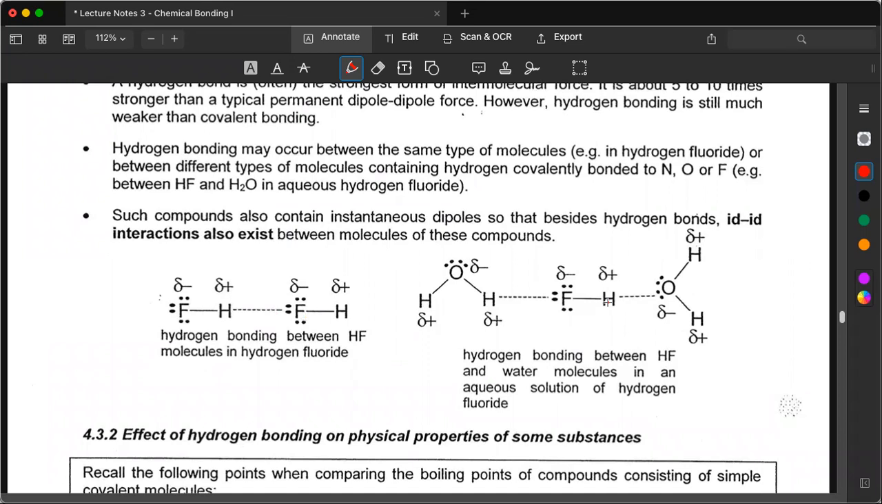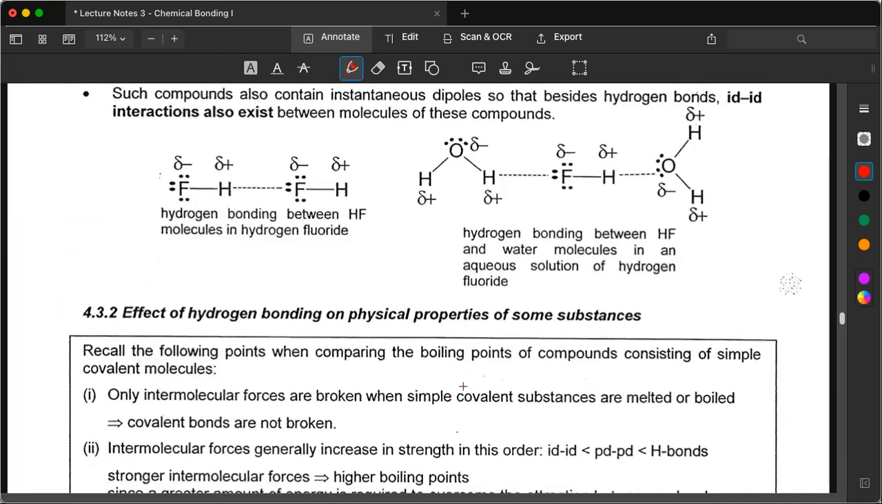But between HF and water, there's also hydrogen bond, which explains why some substances are soluble in water because they form hydrogen bond. For example, sugar, for example, ethanol. The reason why they are soluble is because they form hydrogen bond with water molecules. So when their interactions is observed, it is seen as soluble.